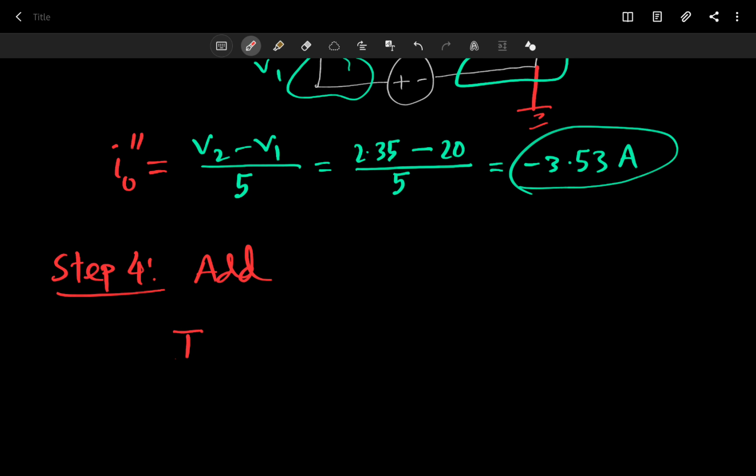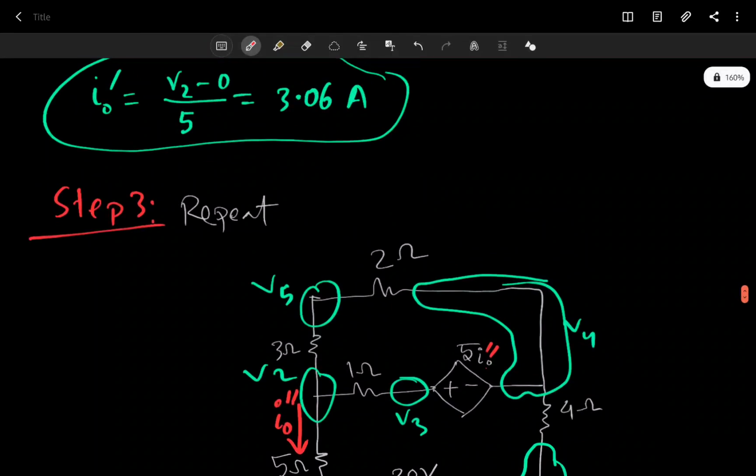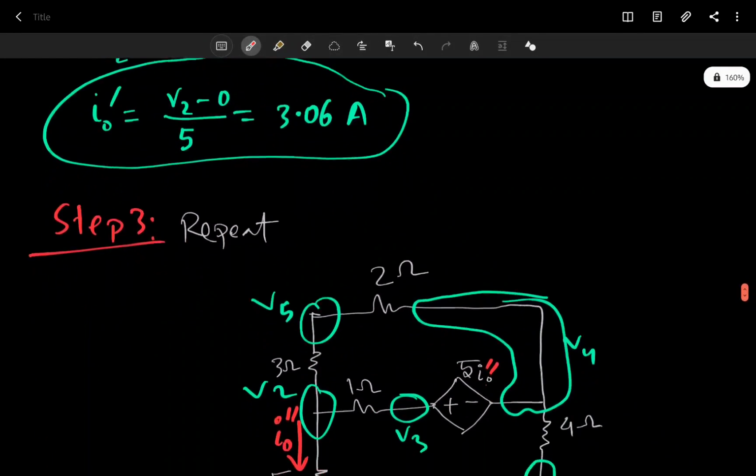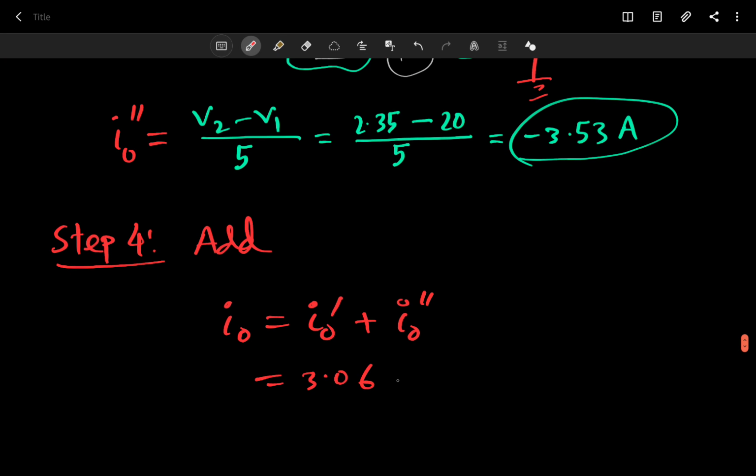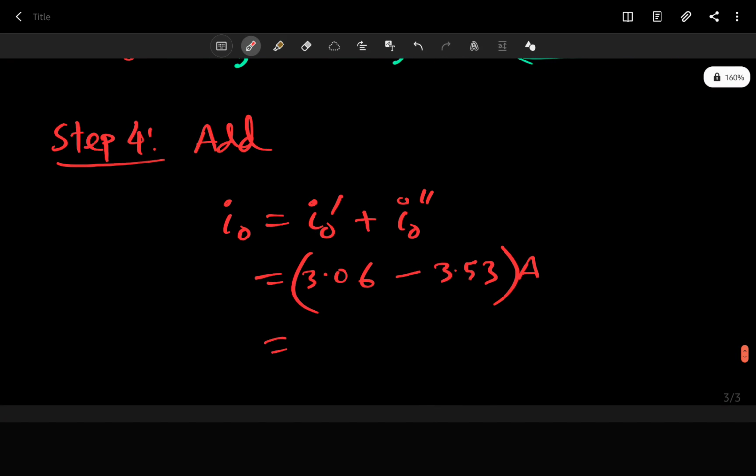to add them all up again. So we have the total current I naught, which will be I naught prime plus I naught double prime. So we are adding up the two components. We have seen that I naught prime is 3.06 amperes, and then we have negative 3.53 amperes from here, and if you do the calculations you get negative 0.4706, something like that, 0.467. I guess this is good enough. So this is actually our answer.